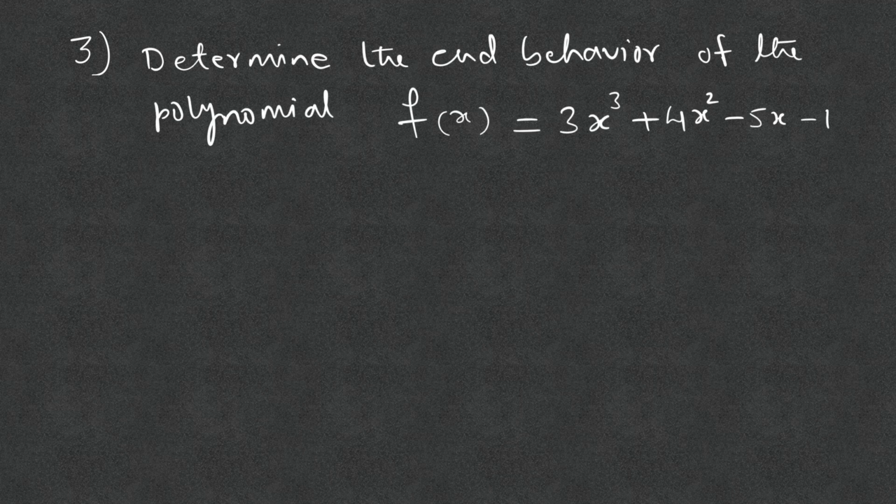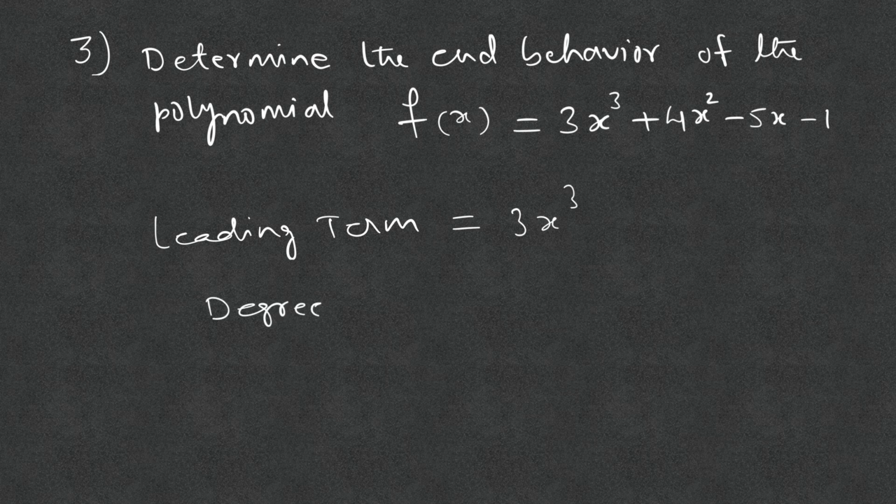Determine the end behavior of the polynomial f of x equals 3x cubed plus 4x squared minus 5x minus 1. For this polynomial, the leading term determines the end behavior. Leading term is 3x cubed. The degree of this polynomial is 3.